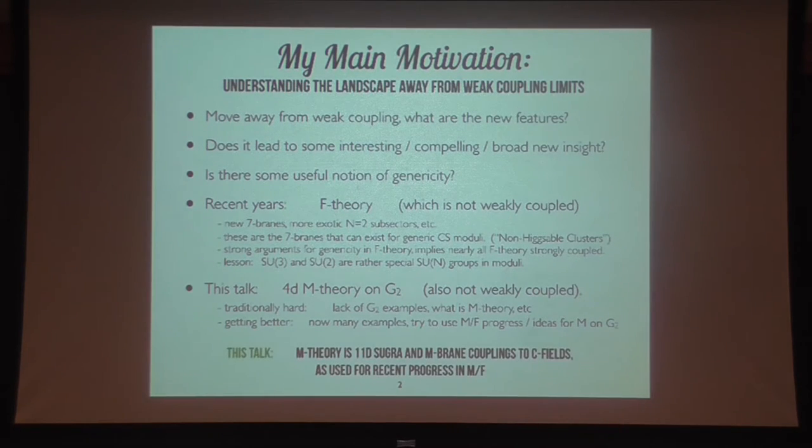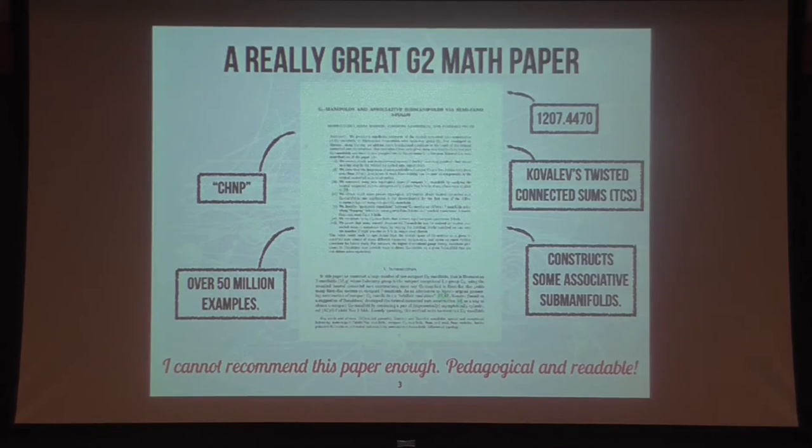OK. Good. So in this talk, by M-theory I just mean 11-dimensional supergravity with wrapped M2-branes and M5-branes that couple to the supergravity C fields in the usual way. Part of the reason that I use these degrees of freedom is because they're easier to understand. And also, these are exactly the things that have allowed people to make progress in M-theory/F-theory duality in recent years. OK, good.